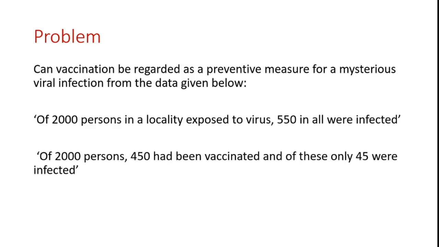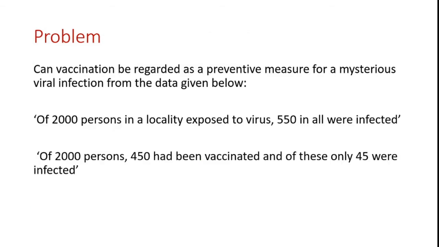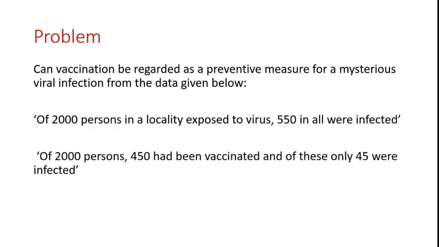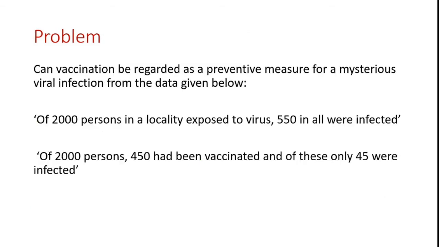It is very simple. So this is the way we do it. So we know that the frequency of attribute A, vaccination, is 450. If you see the question, it says 450 had been vaccinated. So A is 450, the frequency of B, the number of people who got infected, is 550, N is 2000, the total frequency. AB is 45, because it says only 45 were infected despite vaccination.